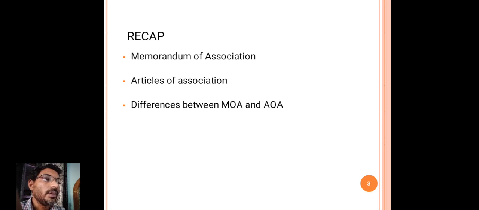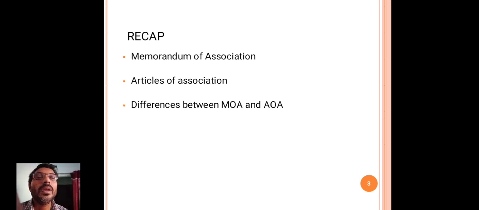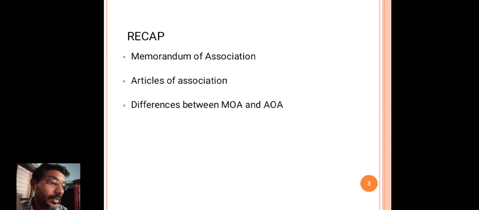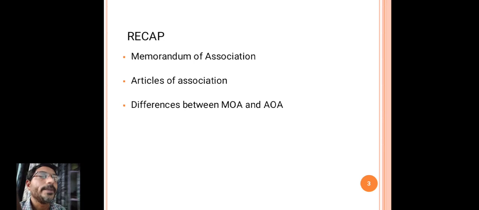and to be submitted to the Registrar of Companies as per the Indian Companies Act 1956. And the second important document to be submitted to the Registrar of Companies is Articles of Association.